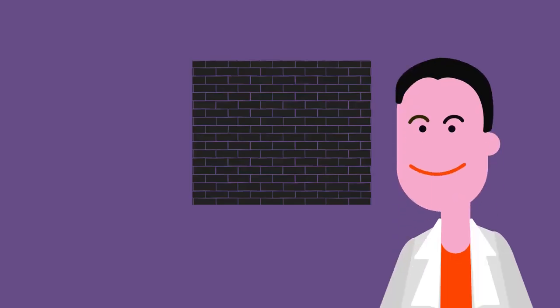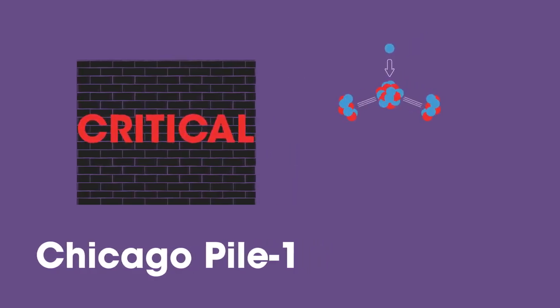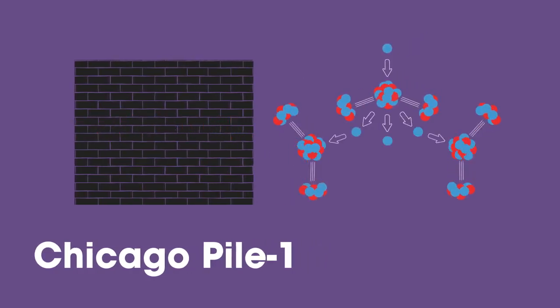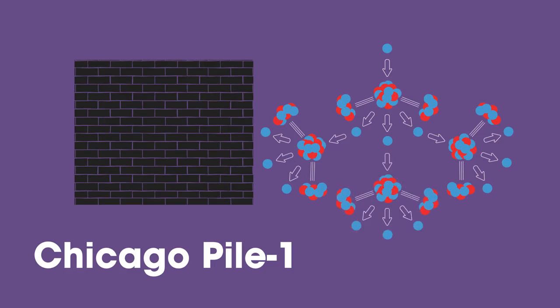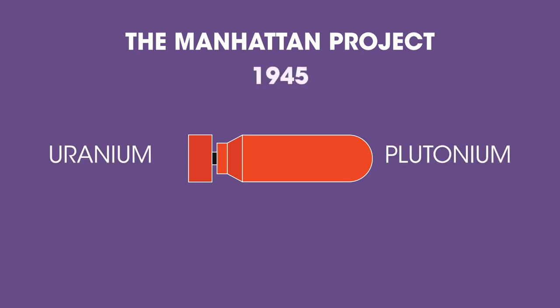It was Enrico Fermi who built the world's first nuclear reactor, named Chicago Pile 1, which went critical in late 1942, showing that a controlled chain reaction was possible. The Manhattan Project then led to the rapid development of fission bombs based on uranium and plutonium in 1945.